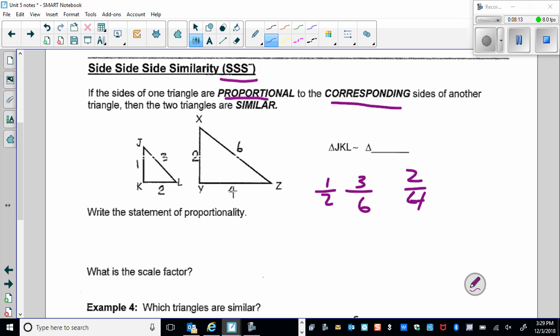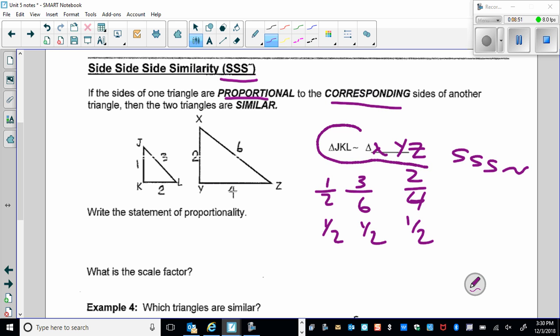But when you look at them, they're not the same, right? But if you simplify them, 1/2 is 1/2, 3/6 is going to give you 1/2, 2/4 is going to give you 1/2. So this shows me that all of them have the same scale factor. Therefore, JKL is going to be similar to XYZ by side similarities. Okay, so when it's not given to be similar, you can prove that the two triangles are similar by using what is given. So in this case, they ask you to write the statement of similarity.